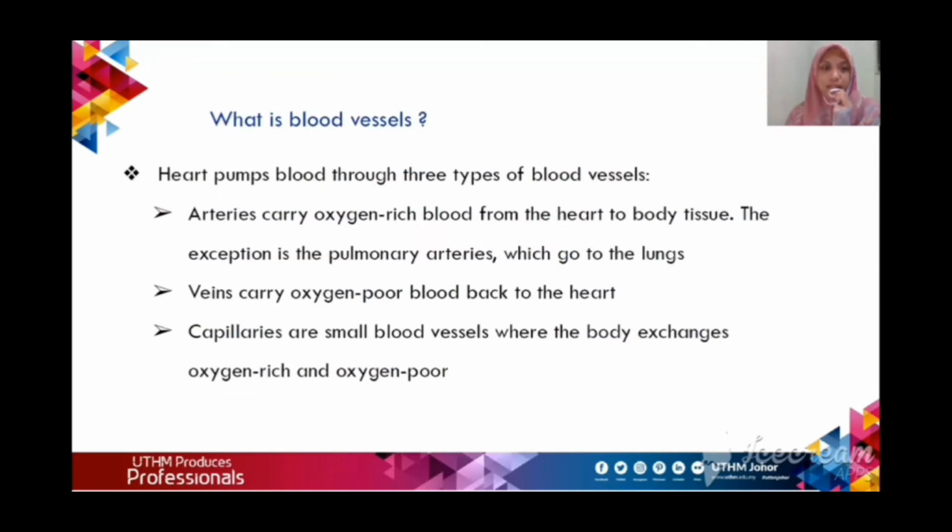What is a blood vessel? The heart pumps blood through three types of blood vessels. Number 1, arteries carry oxygen-rich blood from the heart to the body tissue. The exception is the pulmonary arteries, which go to the lung. Second, veins carry oxygen-poor blood back to the heart. And lastly, capillaries are small blood vessels where the body exchanges oxygen-rich and oxygen-poor blood.